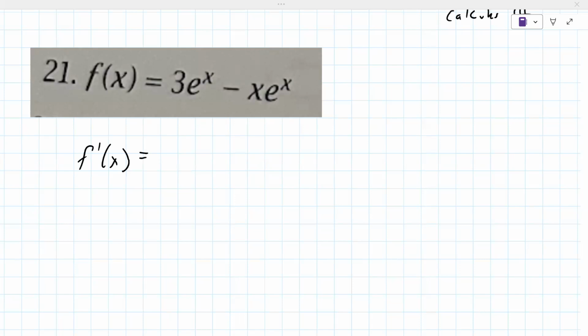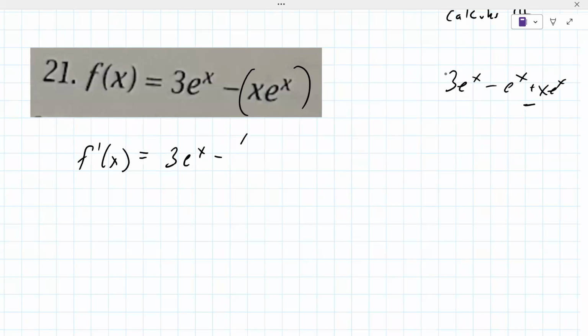Let me know when you got it. I don't want to jump in. It's important that you can take a derivative here. I got 3 e to the x minus e to the x plus x e to the x. So this is really in parentheses. Does that change your answer? No, because isn't that product rule? So it should be a negative in the second one.